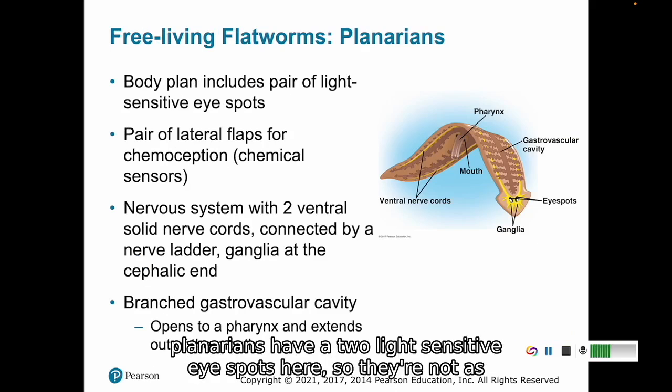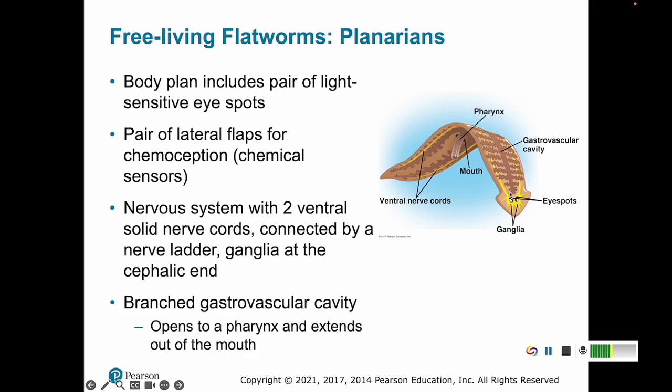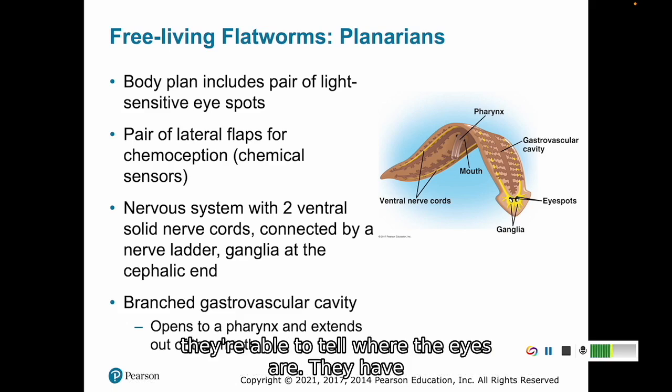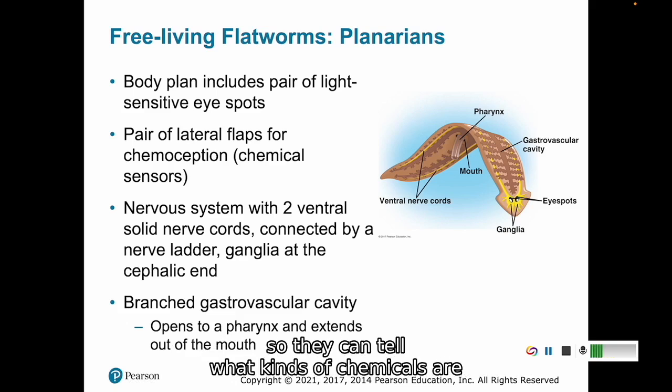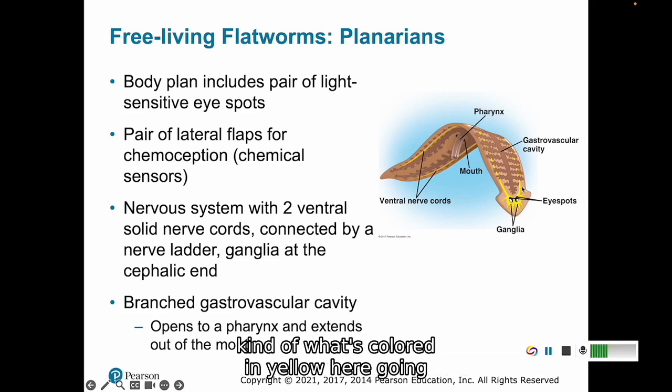The planarians have two light-sensitive eye spots here. So they're not as evolved as our eyes, but they do sense light, and so they are good for telling if there's a shadow going overhead. Maybe there's a predator, or they're able to tell where the eyes are. They have lateral flaps for chemoception, so they can tell what kinds of chemicals are in their area. And they have a nervous system. That's kind of what's colored in yellow here, going through their body.